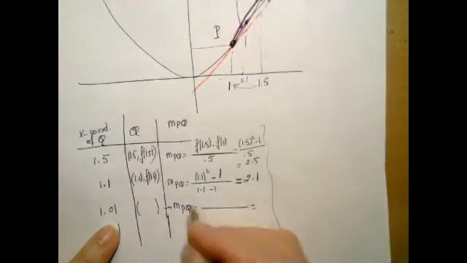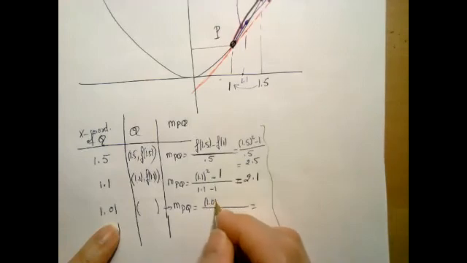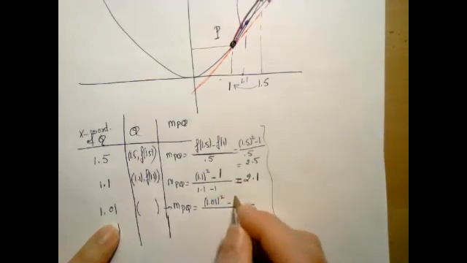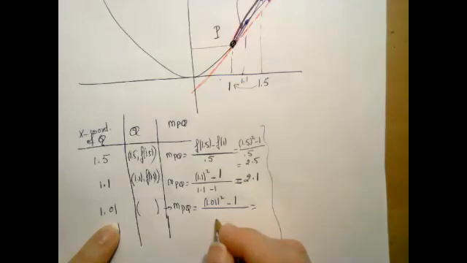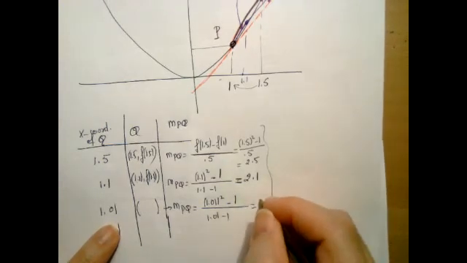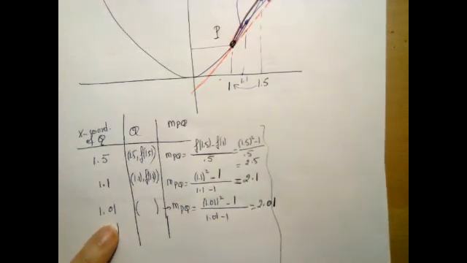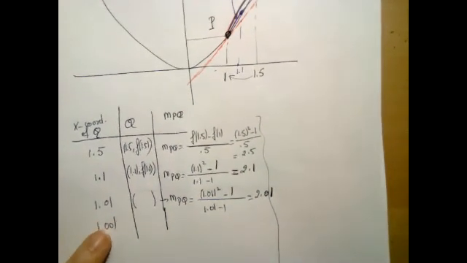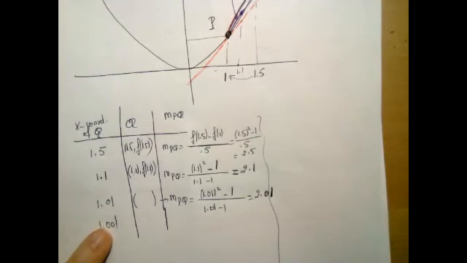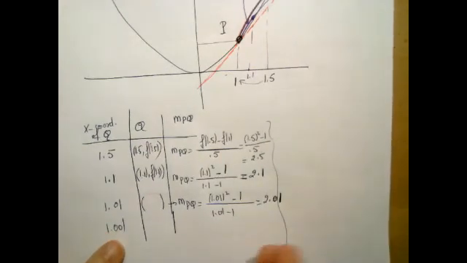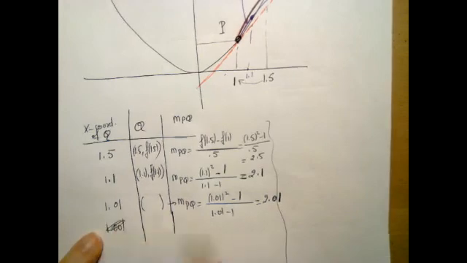Equal 1.01 squared minus 1, over 1.01 minus 1. Again, I will pick up my calculator and compute, and I'm going to get 2.01. I keep zooming in, and tomorrow I'll show you graphically what we are really doing. I mean, what are those? But let's wait for tomorrow.